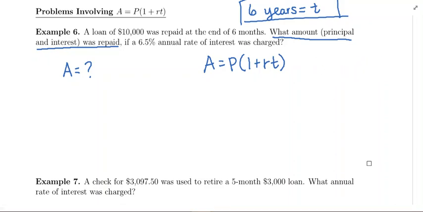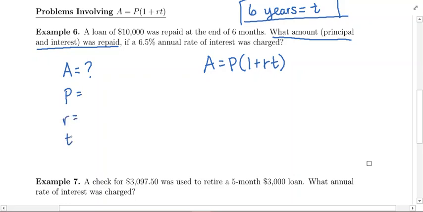Since we are looking for A, we should know the value of P, the value of R, and the value of T. So let's figure those out. P is the principal, the amount of the loan. You borrowed $10,000, so that's your P. Your R value is 6.5% converted to a decimal, so that's 0.065. And you borrow the money for 6 months. Remember, you don't want to put T equals 6 because that would be 6 years. You've got to divide by 12, so T is 6 over 12.